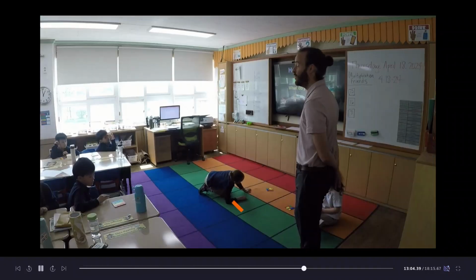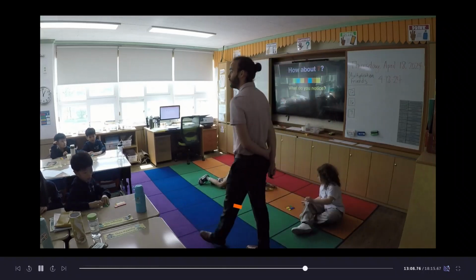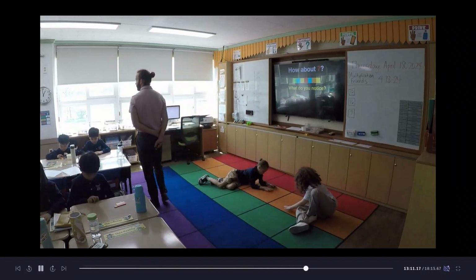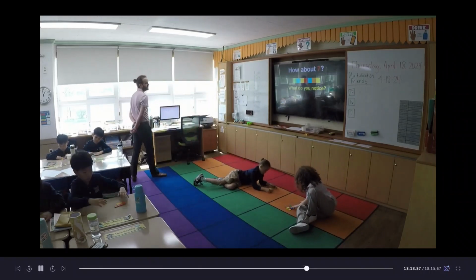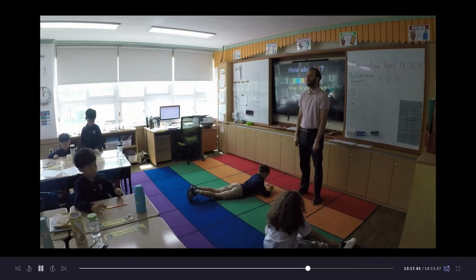Can you make an array with the number 7? You only need 7 tiles. Put the rest away. With 7 tiles, can you make an array? Let's see who can do it. Ready, set, go.